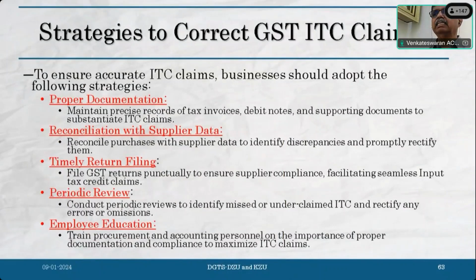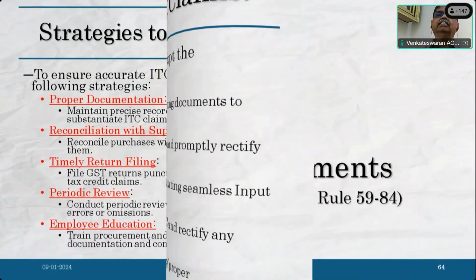Strategies for the correct GST claim: ensure accurate ITC, proper documentation, reconciliation with supplier data, timely return filing, periodical review, and employees' education about the availment. If your employees are not properly educated, then every chance you may be losing your credit unnecessarily.